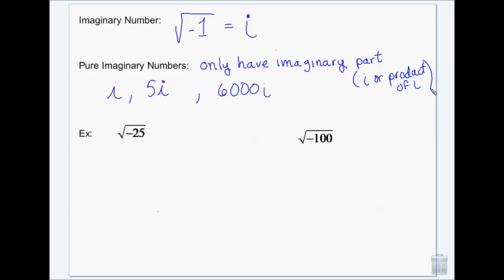So here's how this works. Square root of 25 is 5, right? The square root of negative, and I'm just going to put a little 1 there, is i. So if I have negative 25, I have a 5 for the 25 and an i for the negative. So the square root of negative 25 is 5i.